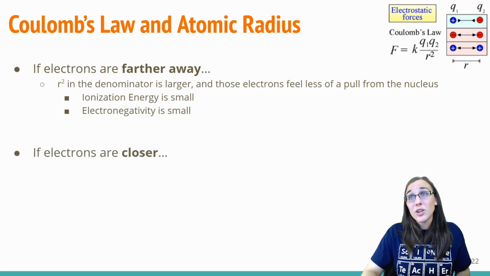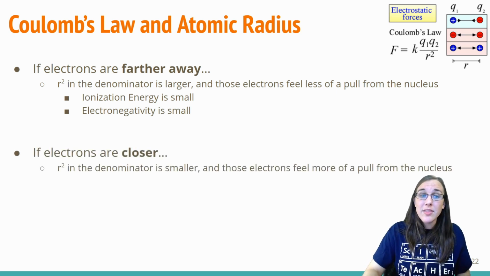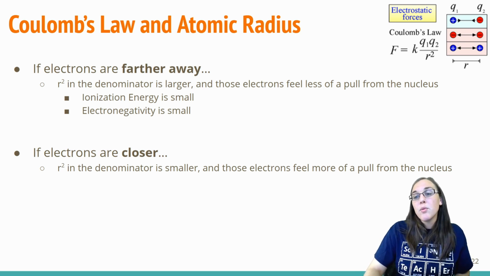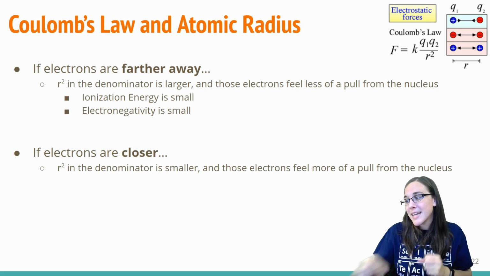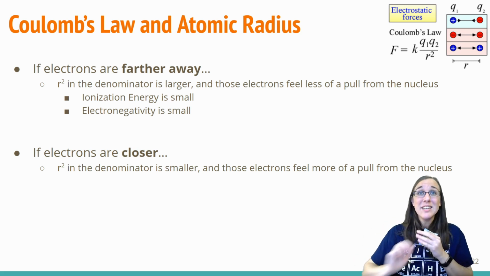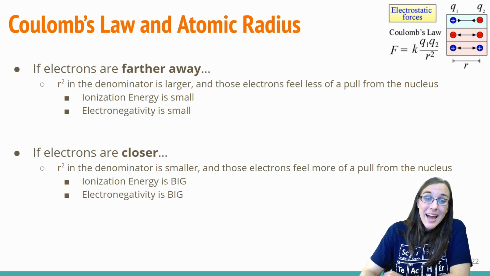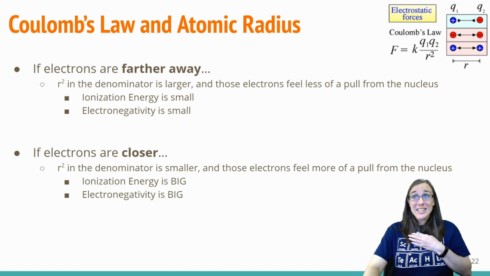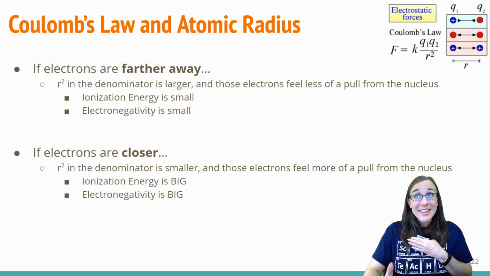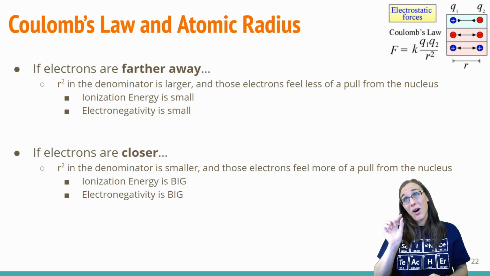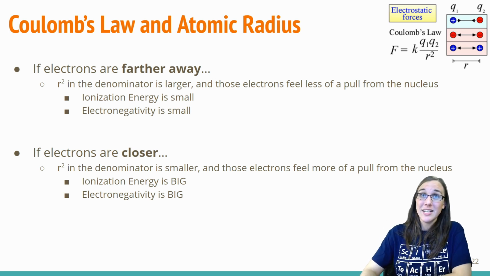If electrons are closer to the nucleus, then the r squared in the denominator is a small value, and those electrons feel more of a pull from the nucleus to hold on to them tight, to hold on to their candy tightly, right? So then we say that the ionization energy is big and the electronegativity is also big or high. That means that it's really hard to steal the candy from them. And in fact, they're really good at stealing candy from other atoms that have small ionization energies and electronegativities.